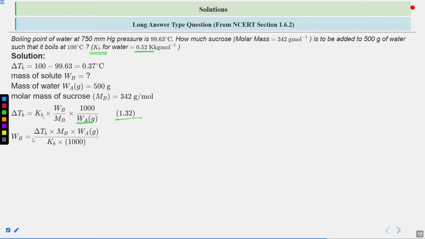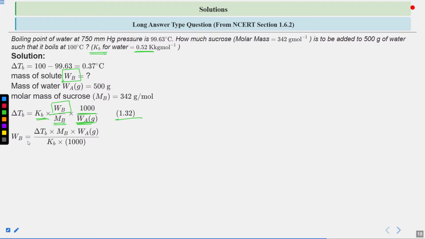So what is the thing which we have to find out, that is WB. Okay, so in the formula WB is here. So we take this WB at one side and the rest of the quantities at the other side. So WB will be equal to delta TB multiplied by MB multiplied by WA divided by KB into 1000.